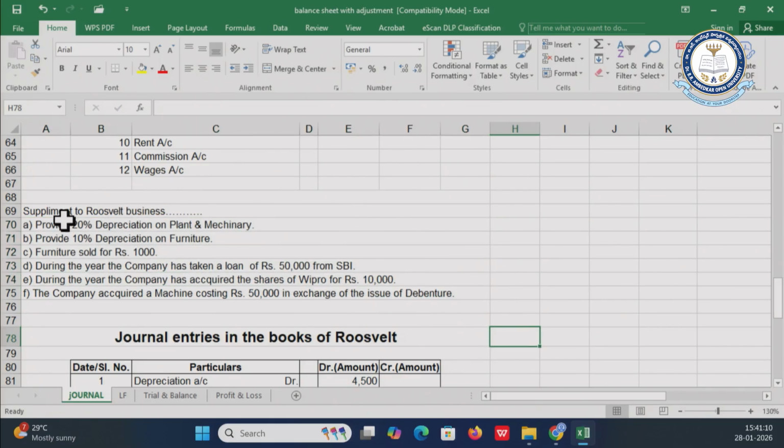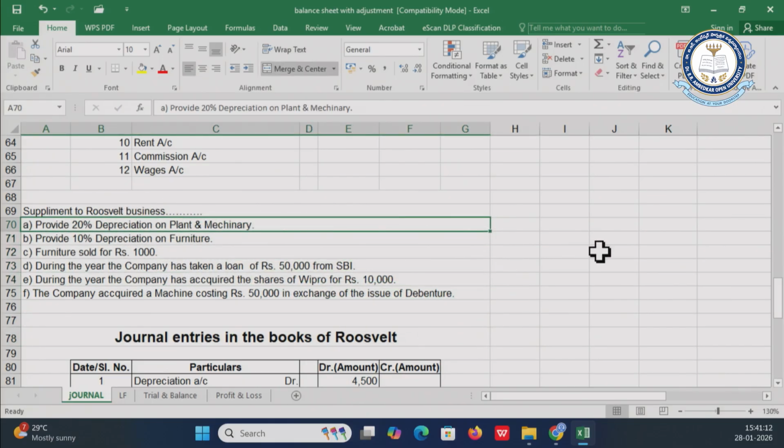To incorporate it, look at the first point of information: provide 20% depreciation on plant and machinery.